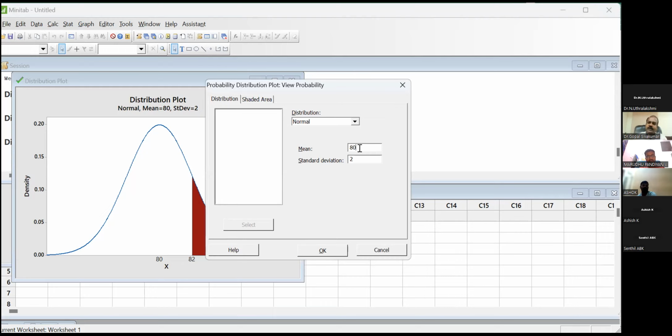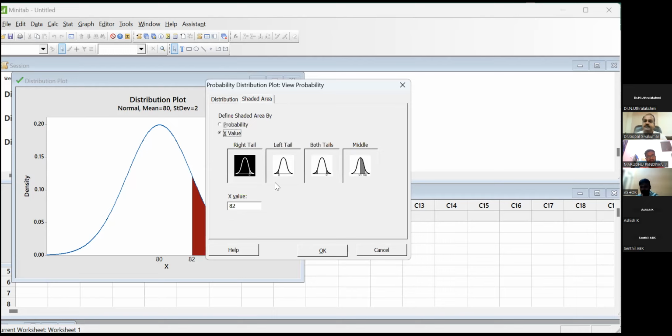Now, in the same situation, you can go to shaded area. Suppose this is the length of a product. The average length is 80 mm and the standard deviation of the length is 2 mm. Now I want to find out the chance for me to produce products below 75 mm, because they might get rejected.